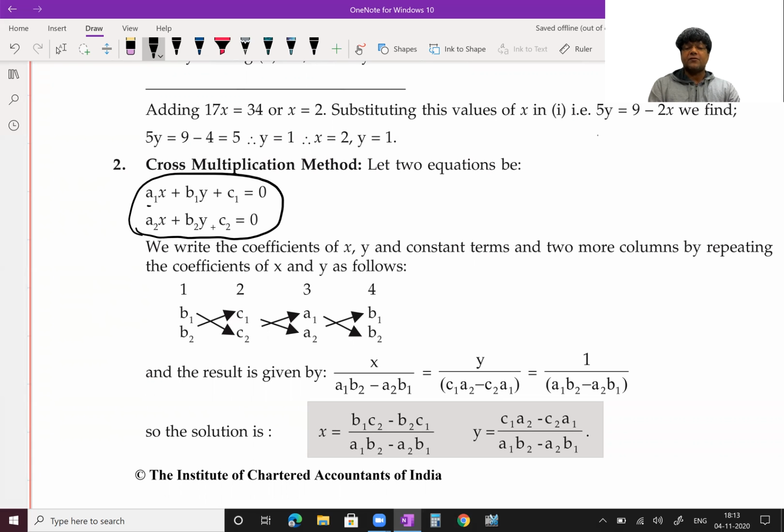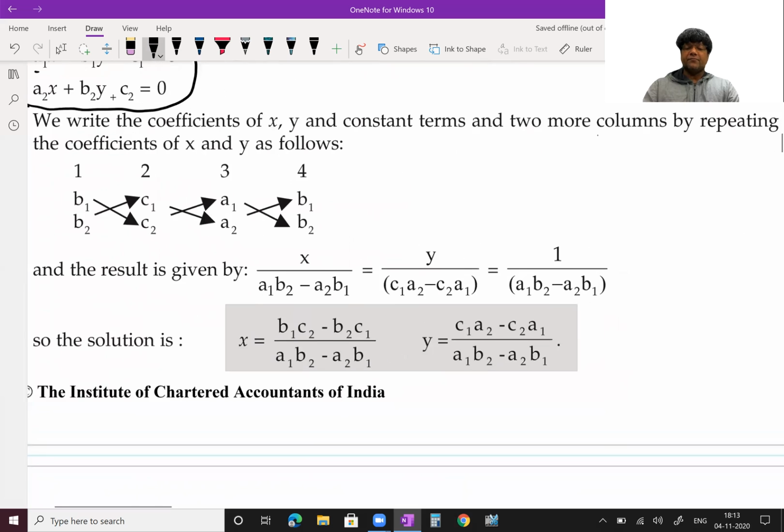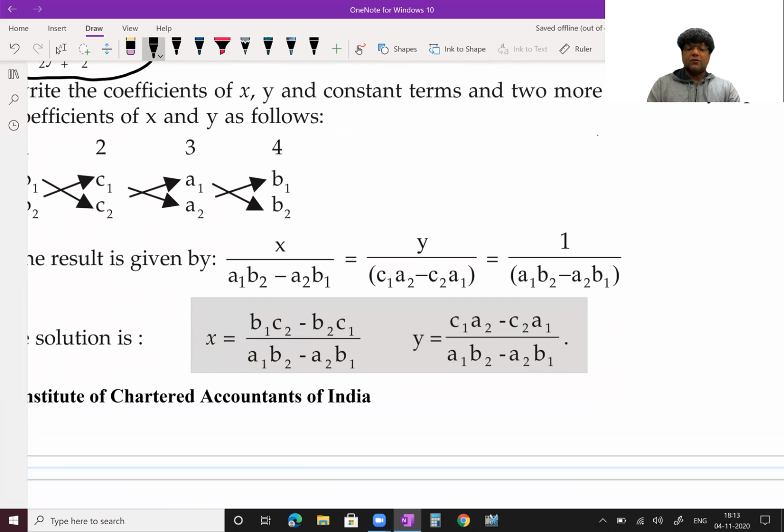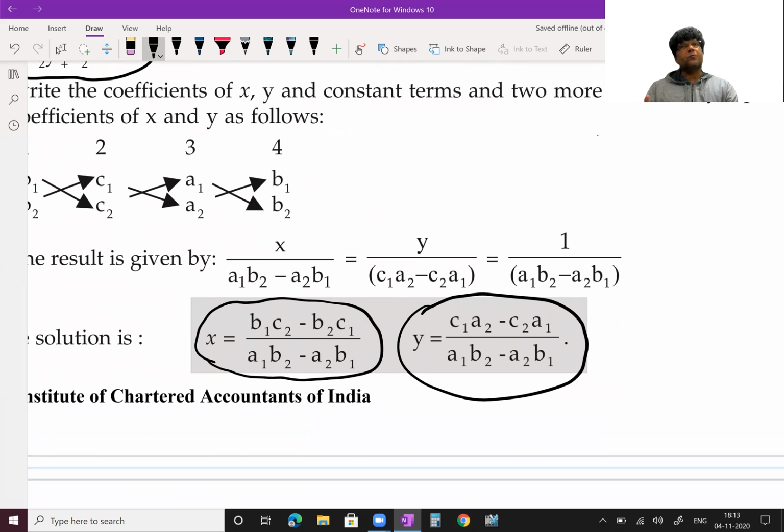In the first equation, if you talk about A1, B1, C1, they come with their signs. So your answer will be this: x is equal to this, directly you put those values A1, B1, C1, C2, you'll get the answer, and y is equal to this. This formula you remember.